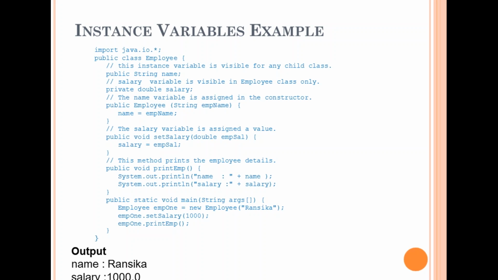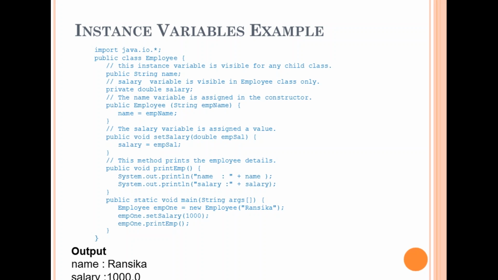Instance variables have default values. For numbers, the default value is 0. For booleans, it is false. And for object references, it is null. Values can be assigned during the declaration or within the constructor. Instance variables can be accessed directly by calling the variable name inside the class. However, within static methods, when instance variables are given accessibility, they should be called using the fully qualified name, object reference dot variable name.